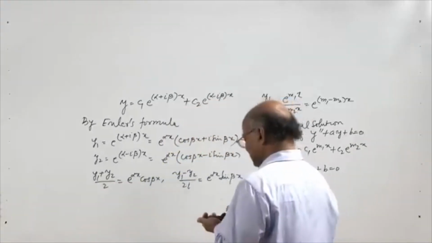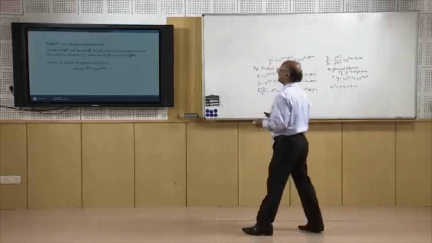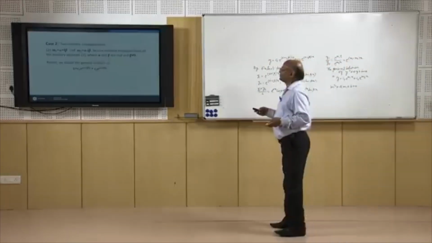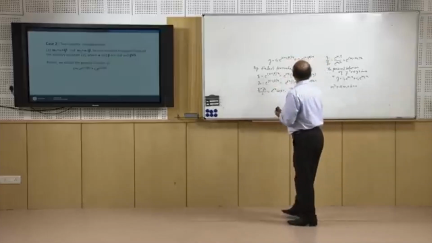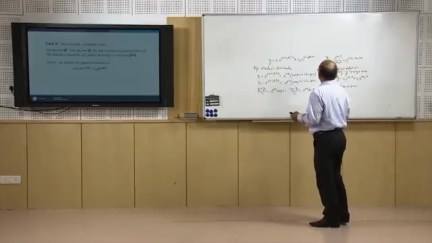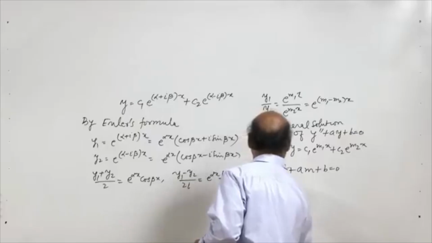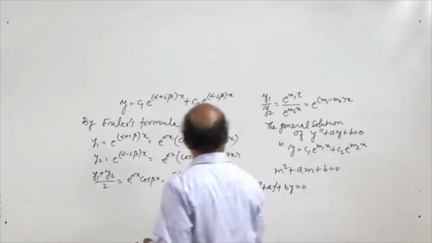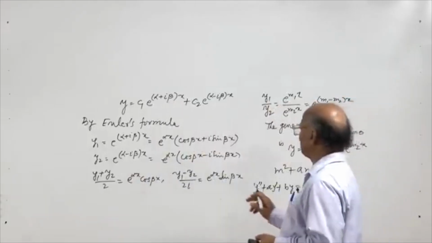Now we have already seen that in the case of a homogeneous linear differential equation of nth order, if y1, y2, ..., yk are solutions of that equation, then C1 y1 plus C2 y2 and so on, Ck yk is also a solution. So y1 plus y2 is a solution of the equation y double dash plus a y dash plus b y equal to 0. This is our second order differential equation. So if y1 and y2 are solutions of this, then y1 plus y2 is also a solution, and y1 minus y2 over 2i is also a solution.